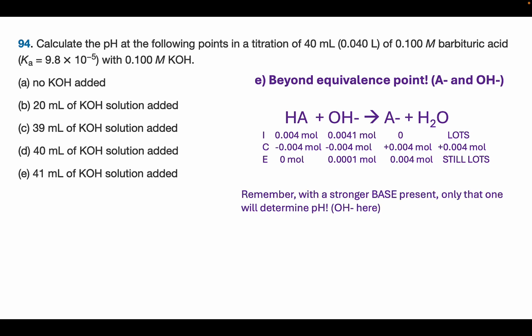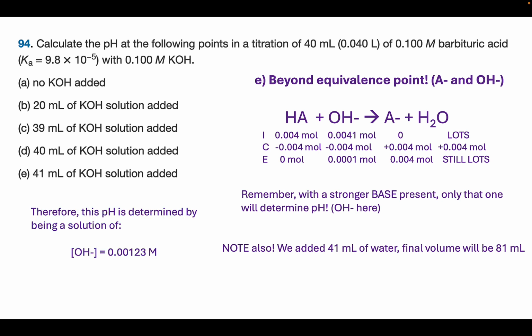With a stronger base present, that is the one that's going to determine the pH. We can totally ignore the A minus. While it is a bit basic, it's not going to be able to take protons like hydroxide will. And therefore, the pH is going to be dependent on that stronger base. So note also here that we added 41 milliliters of water, and the final volume is going to be 81 milliliters. This is important for getting our hydroxide concentration, which I calculate as the following. With this, we have hydroxide, so we're pretty much done. We get our pOH, and we get a pH equals 11.09.